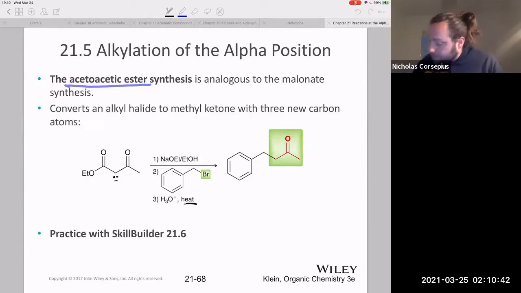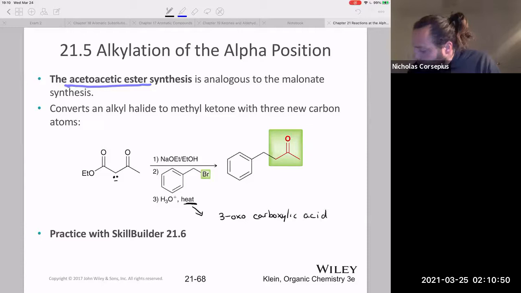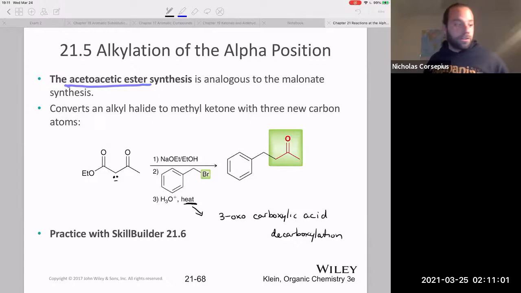And then heat will again do that 3-oxo carboxylic acid decarboxylation. Okay, but this is a mechanism you guys are going to do all on your own without me showing you.